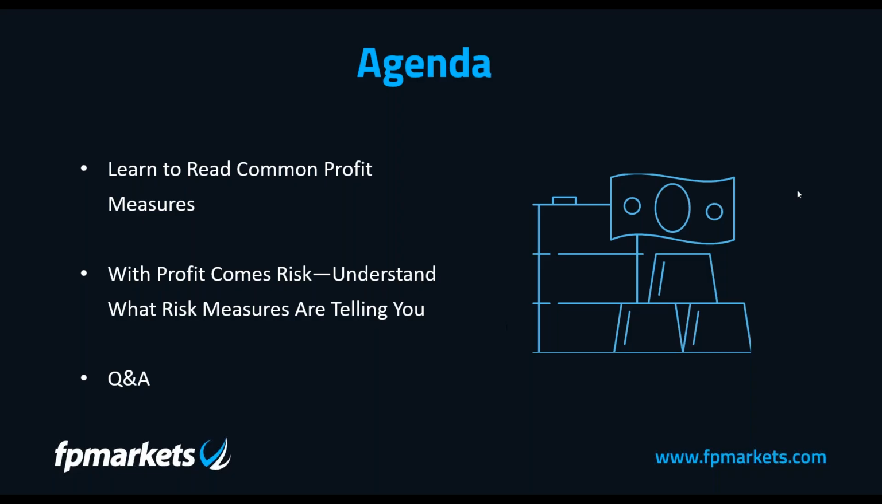So presentation topics here are pretty much self-explanatory. Learn to read common profit measures. So I'll take you through the important measures one by one that we as traders need to understand when reviewing our statistics for profit measures. With profit comes risk. Understand what risk measures are telling you. Look, I'll do the same with risk measures as I do with the profit measures. Any questions I miss, it is here at the end of the session. I will try to get round to them.